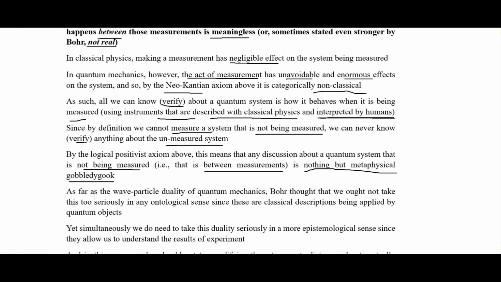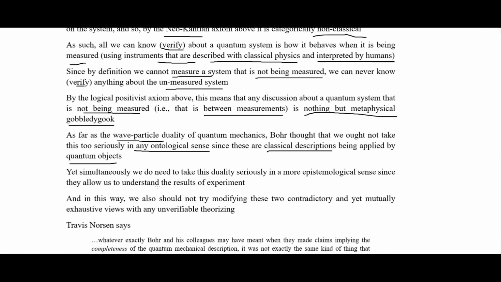And so as far as the wave-particle duality of quantum mechanics, Bohr thought that we ought not take this too seriously in any ontological sense, since these are classical descriptions being applied to quantum objects. Yet simultaneously, we do need to take this duality seriously in a more epistemological sense, since they allow us to understand the results of experiment. This wave-particle duality comes out of the fact that this is what we observe in experiments. And so we have to take it seriously epistemologically in order to understand what these experiments are telling us.